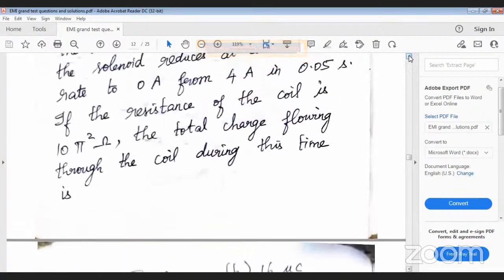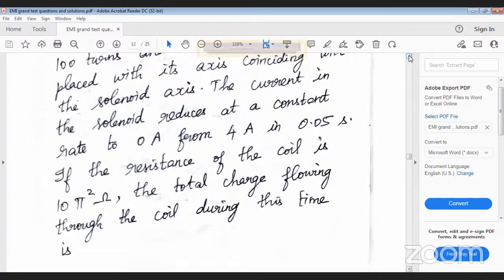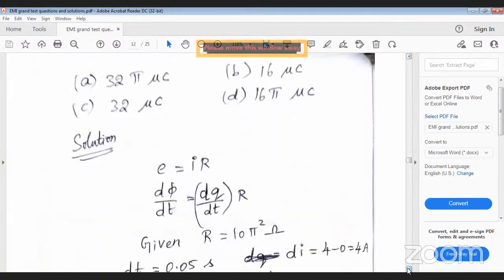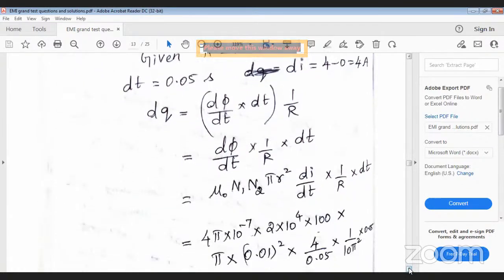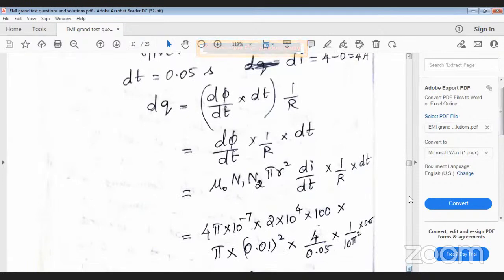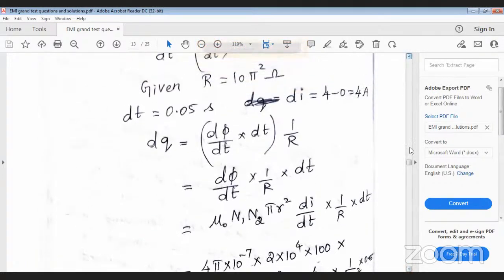So the total charge of it is not actually dq, it is the total charge. So whenever you need to find out the total charge, the starting equation is dq by dt, and from this you can find out dq, and then you can integrate dq so that you can find out the total charge. So based on that approach, from this equation you can keep dq on one side and you can take all the other terms on other side. So that is dq equal to d phi by dt into dt into 1 by r.